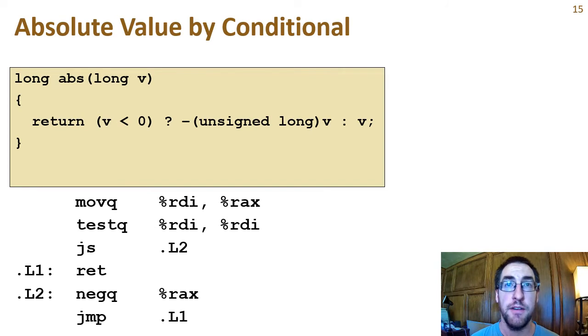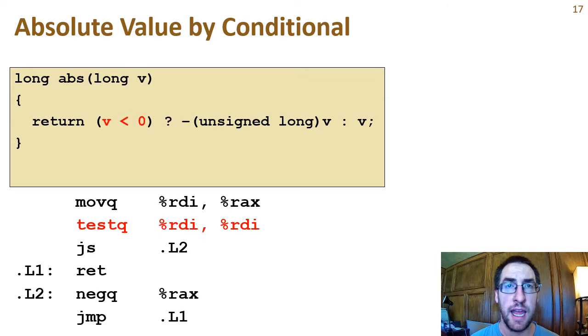Here's a little more direct way to find an absolute value using a conditional expression. This shows us a few new instructions. Let's walk through this example. The first thing done is to make a copy of the input argument V and put it in the return value register RAX. The test instruction does bitwise AND of its two operands and sets the condition codes for sign and zero. The condition we're checking here is for a negative signed integer.